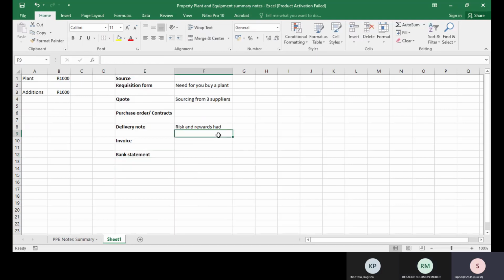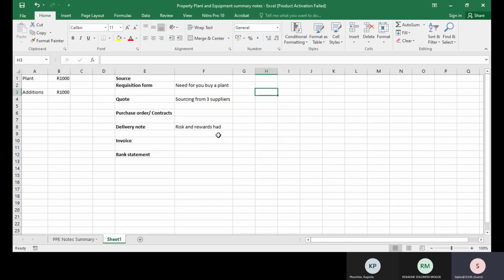So now if I had to say to you, audit these additions for me, how are you going to go about it? Right? You're going to start by saying, I'm going to obtain an additions listing. Right? And then what are you going to do with that additions listing? Because obviously they would have bought so many assets during the year. So you're going to obtain a listing of additions from the client. Right? And what are you going to do?